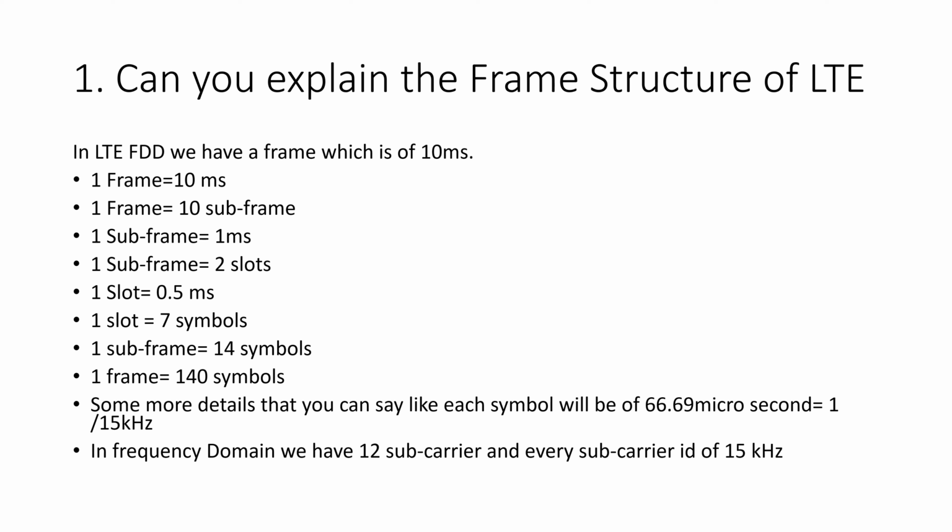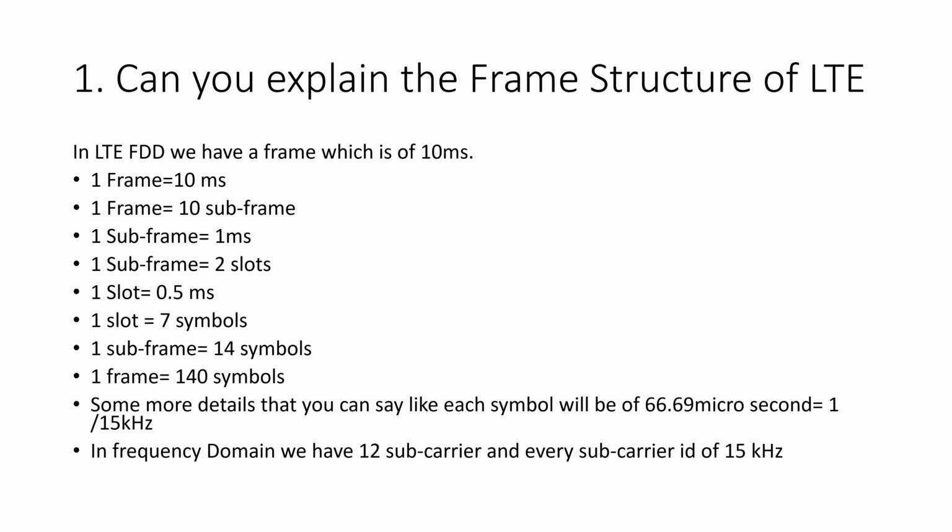The interviewer will ask you, explain the frame structure in the frequency domain. For that you need to say, if we talk about the frequency domain, we talk about the PRB, physical radio resource block. One PRB will have 12 subcarriers, and every subcarrier is of 15 kilohertz. That means, what is the bandwidth of one PRB? It is 12 into 15, 180 kilohertz.